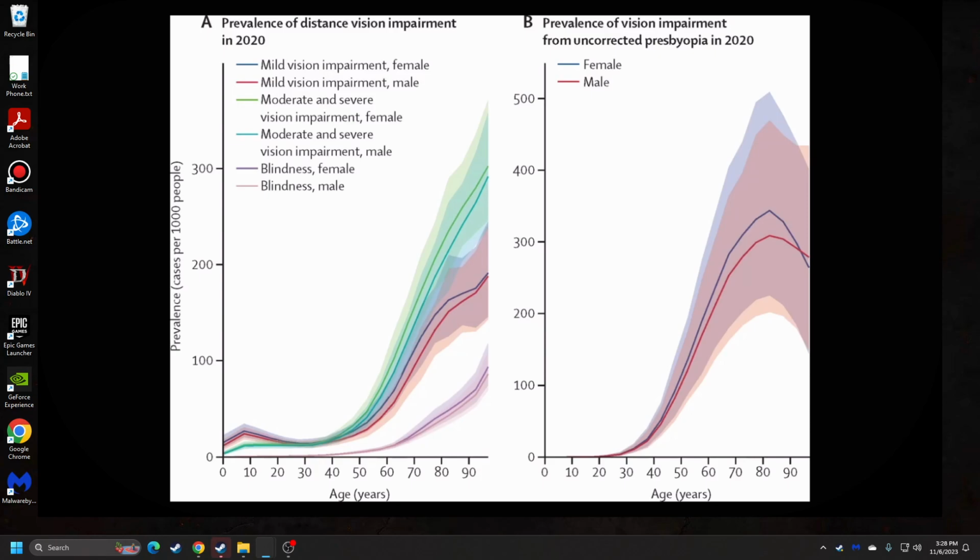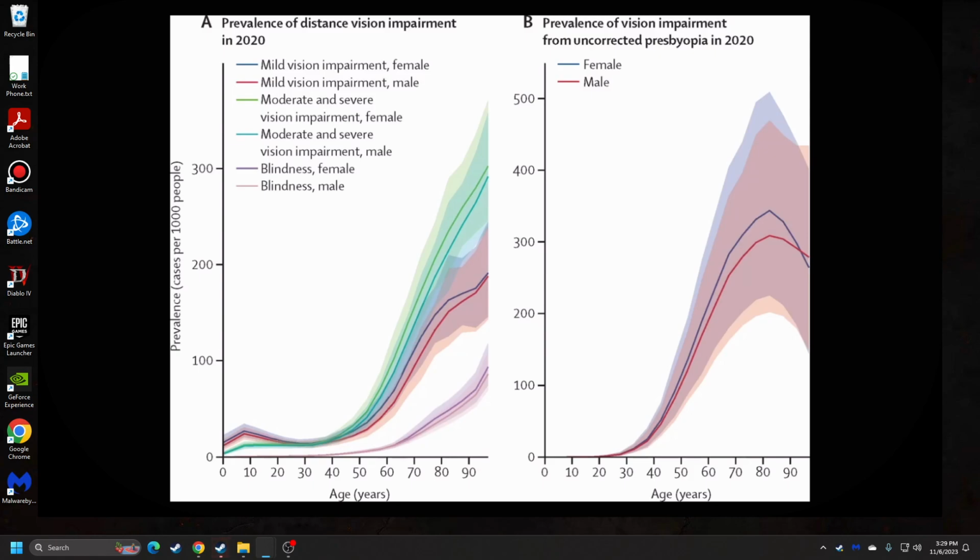Be My AI: The picture you've shared is a set of two graphs labeled A and B, showing the prevalence of distance vision impairment in 2020. Graph A. The x-axis represents age in years ranging from 0 to 90. The y-axis represents prevalence in cases per 1,000 people, ranging from 0 to 300. There are 6 lines representing different categories. Mild vision impairment, female, blue line. Mild vision impairment, male, red line. Moderate and severe vision impairment, female, green line. Moderate and severe vision impairment, male, purple line. Blindness, female, light blue line. Blindness, male, pink line. The lines start low and gradually increase as age increases, with moderate and severe vision impairment showing the highest prevalence. Graph B.